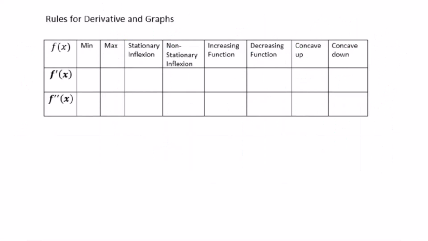Now we use this table to make the concepts more clear. For f of x, at a minimum or maximum, the first derivative is definitely equal to 0. A stationary inflection point is also equal to 0. When the graph is increasing, the first derivative is positive. For a decreasing function, it will be negative.